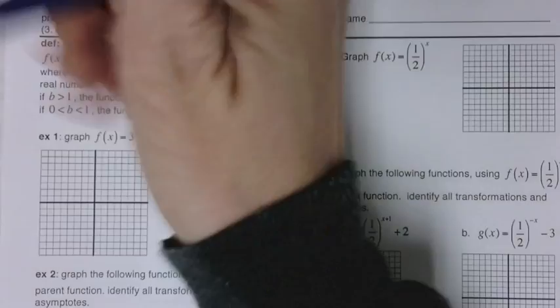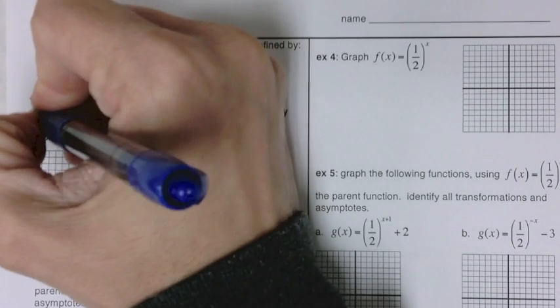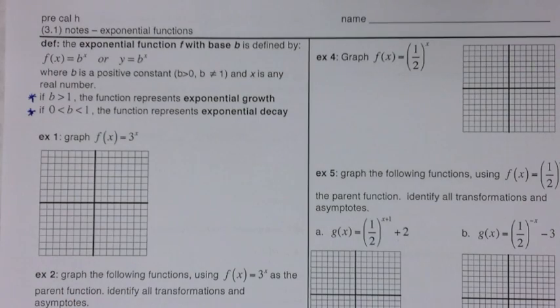Here's one cool thing: if your base is greater than 1, then it's going to be exponential growth. And if your base is between 0 and 1, which means it's a proper fraction, like 1/2 or 3/4, then it's going to represent exponential decay.